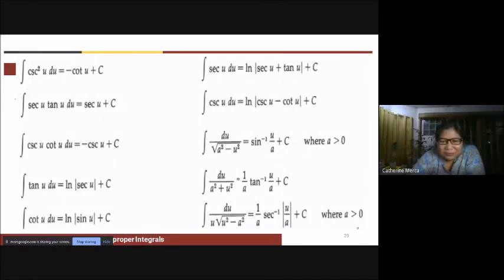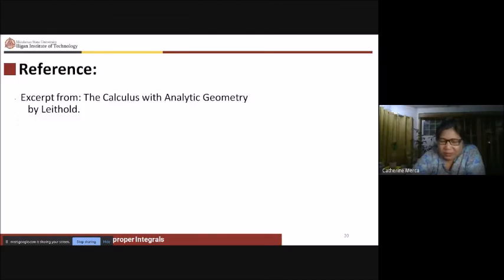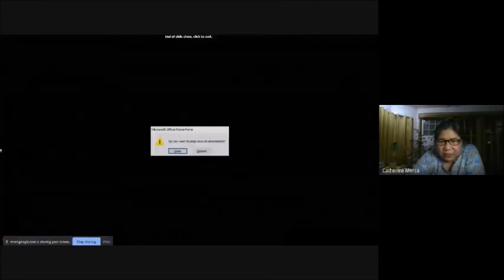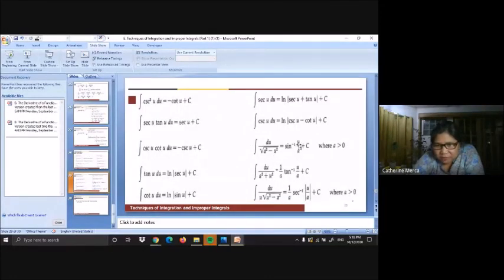Sine inverse of u. Okay. So I would like to again emphasize this formula. The integral of du over square root of a squared minus u squared is sine inverse of u over a plus c. Integral of du over a squared plus u squared is 1 over a tangent inverse of u over a plus c. Integral of du is u. Du over u square root of u squared minus a squared is 1 over a secant inverse of u over a plus c. A should be greater than 0.